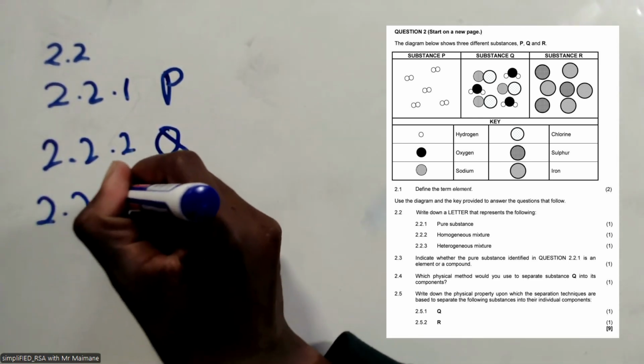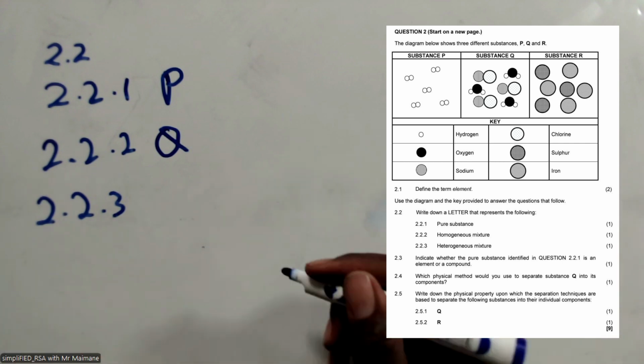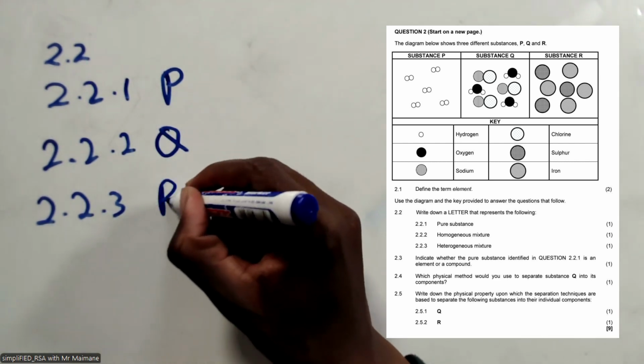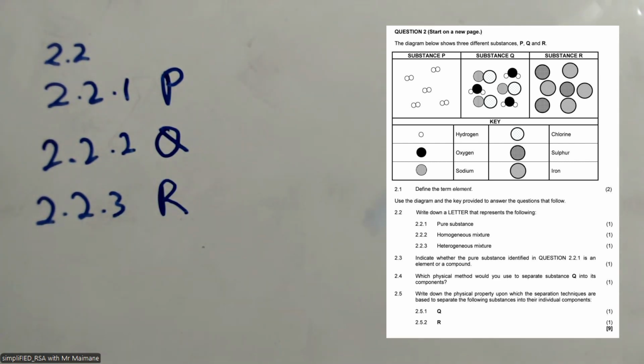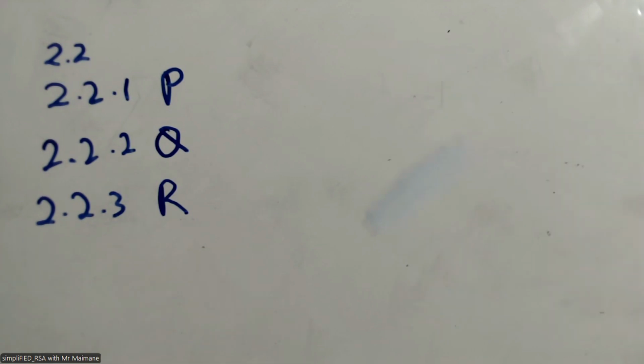Therefore, 2.2.3, the heterogeneous mixture, which you can tell would be easy to separate, would be R. So for 2.2.1, 2.2.2, 2.2.3, it's P for pure substance, Q for homogeneous mixture, and R for heterogeneous mixture, as shown in the diagrams there.